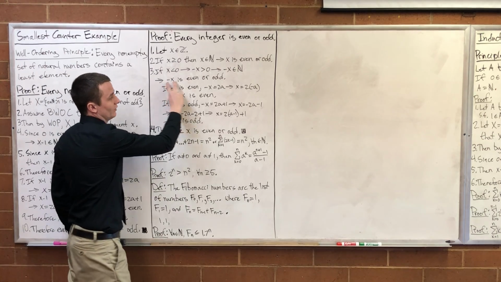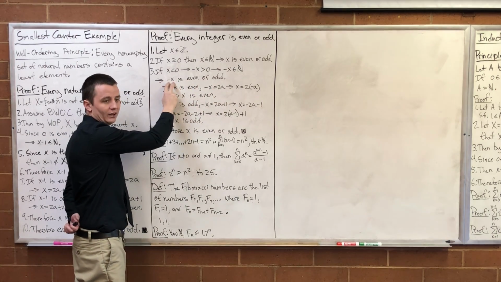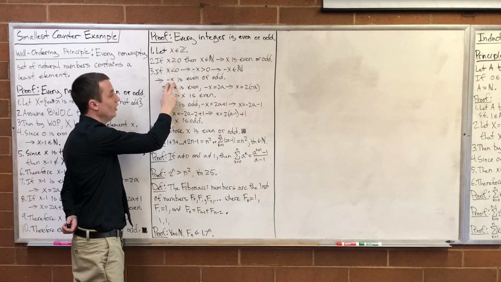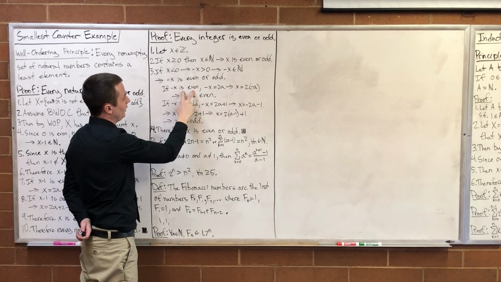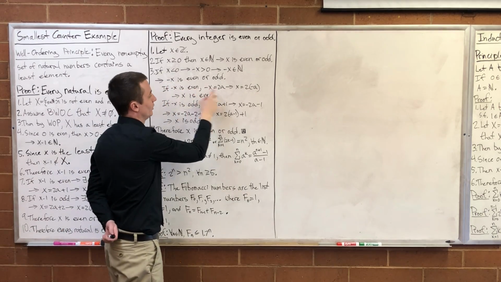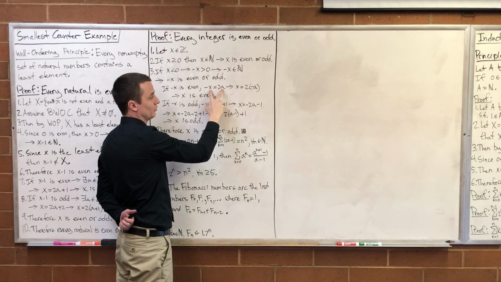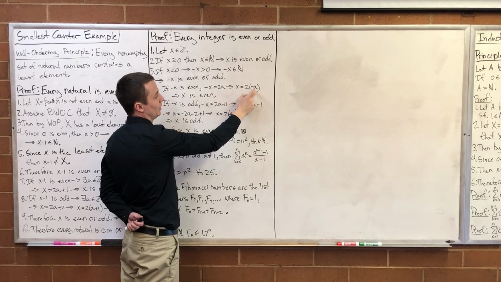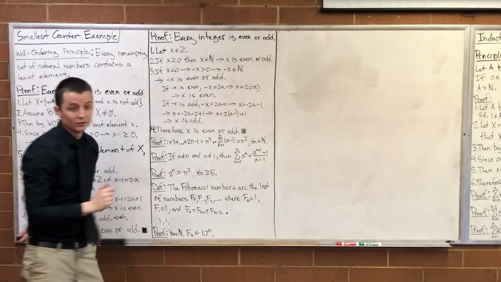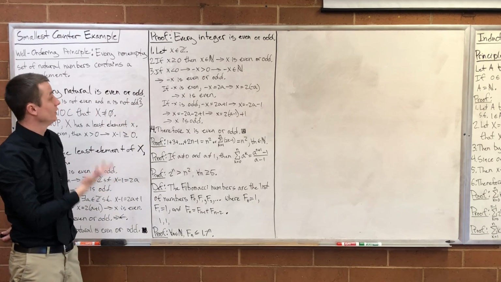So we know that negative x is even or odd. We need to use this to show that x is even or odd. Well, if negative x is even, what does that mean? That means there exists some integer a such that negative x equals 2a, which gives us x is equal to 2 times negative a, which gives us x is even. So if negative x is even, then x is even.